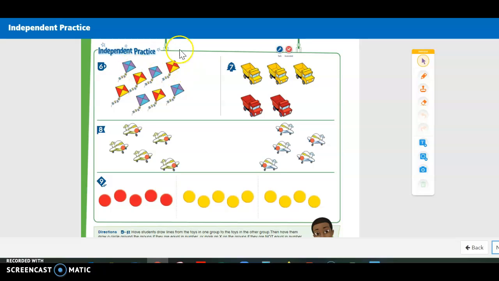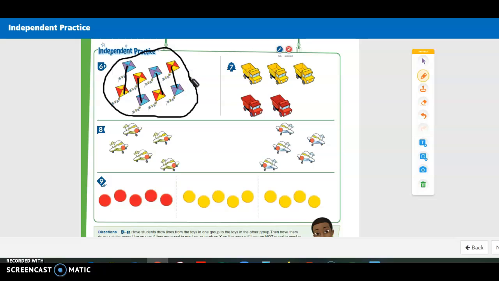You're going to look at these kites and see if there's the same amount of red and yellow ones as there is blue and purple. So what do you need to do? You need to match them up. Whoops, I need to get my pencil out here. There. And I'm going to match it up, match it up, match it up, match it up. Does everybody have a buddy or a match? Yes. There's no extras, so that means it's equal. So we circle it because there's equal amounts.